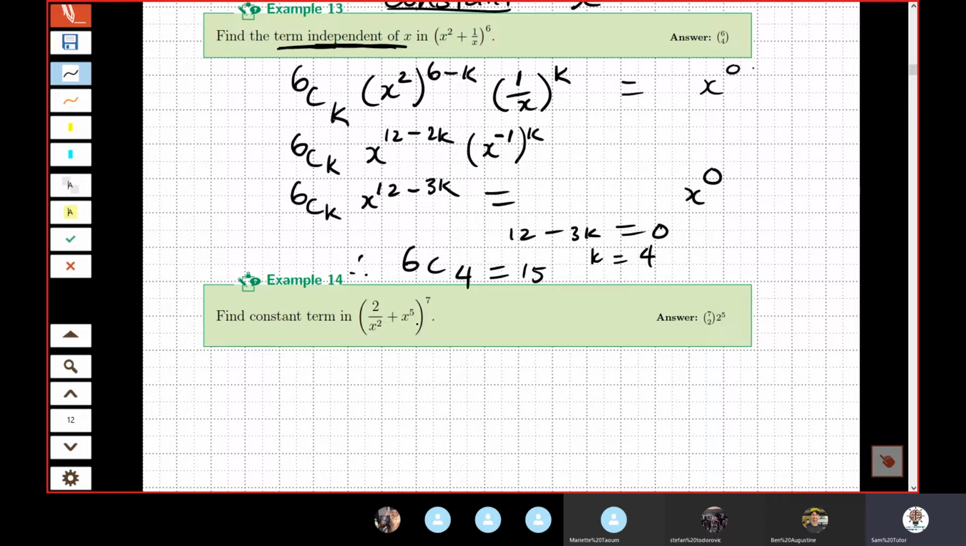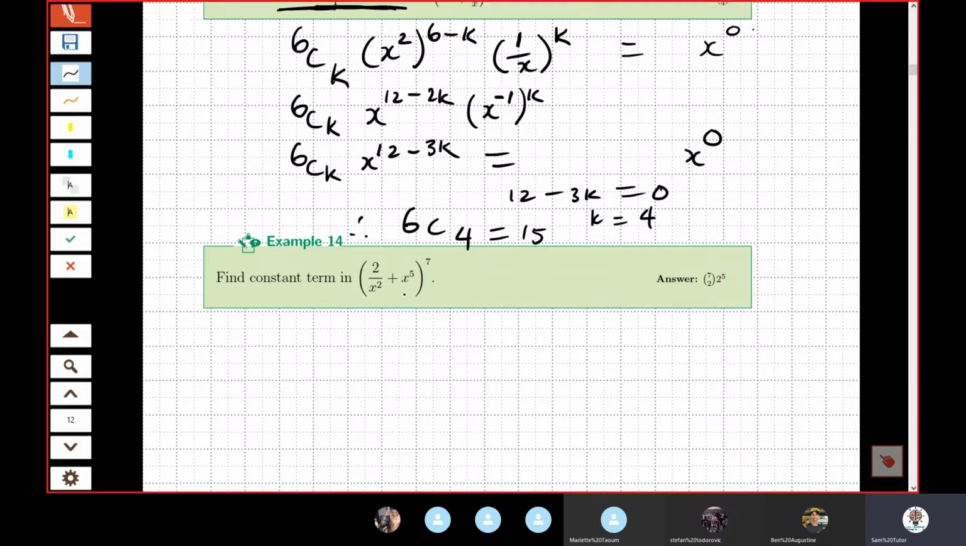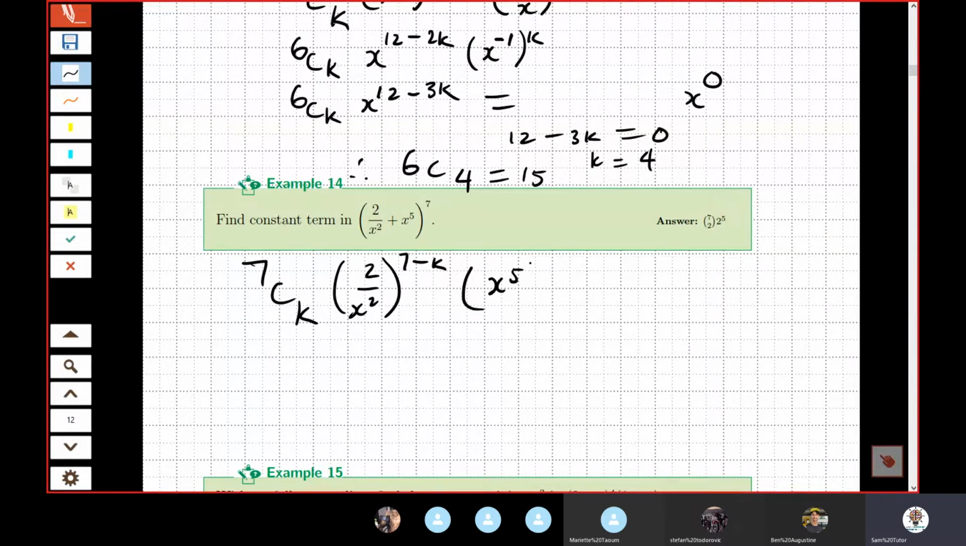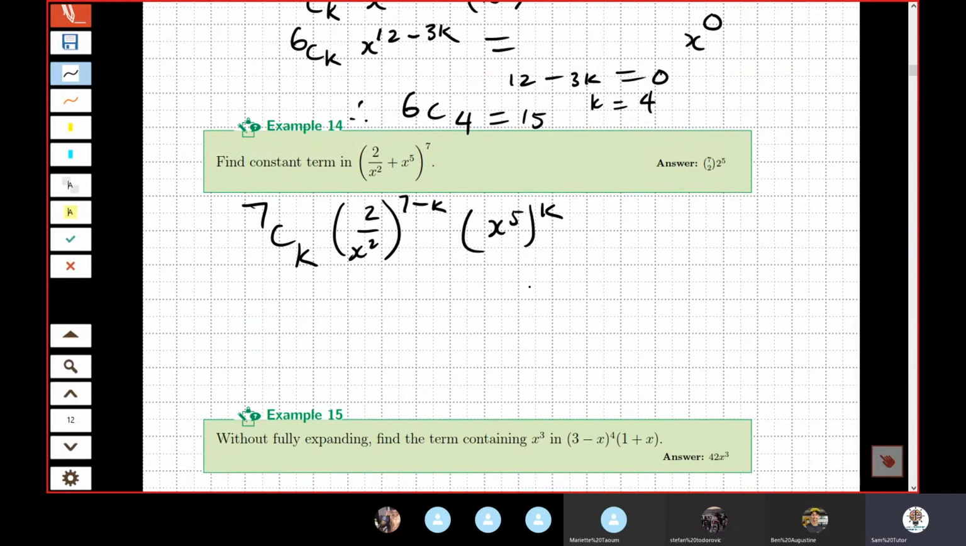Okay. Let me see what I've got as my first line. Constant term again. So we know it's going to be x to the 0. All right. So 7 choose k, a to the n minus k, b to the k. Anyone want to give me their next line, what they wrote? Stefan, you want to try? What's your next line?